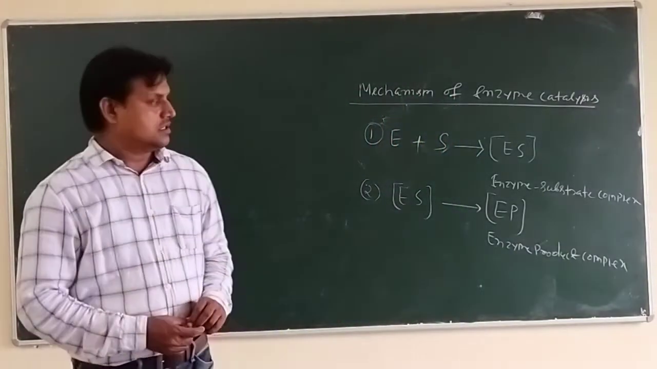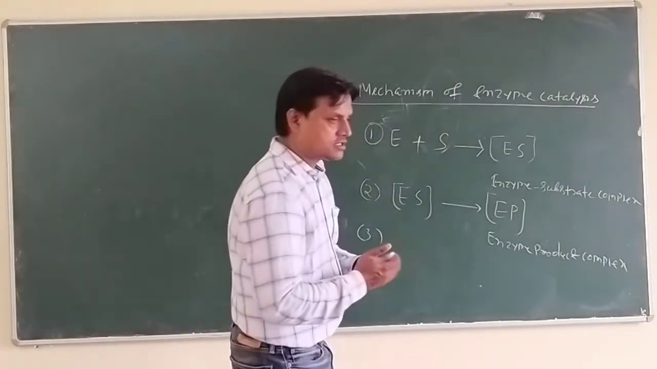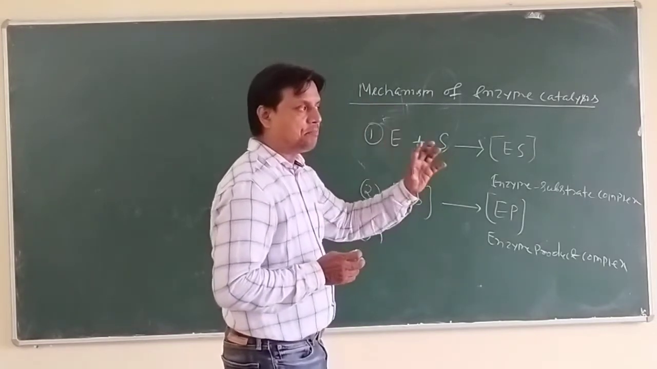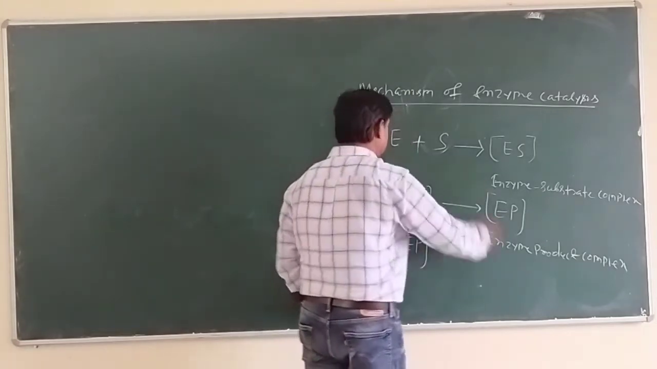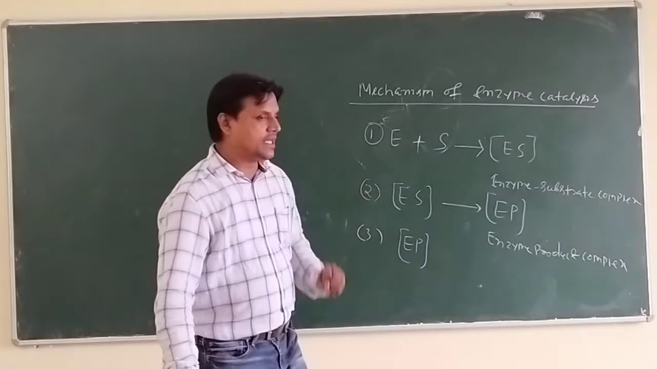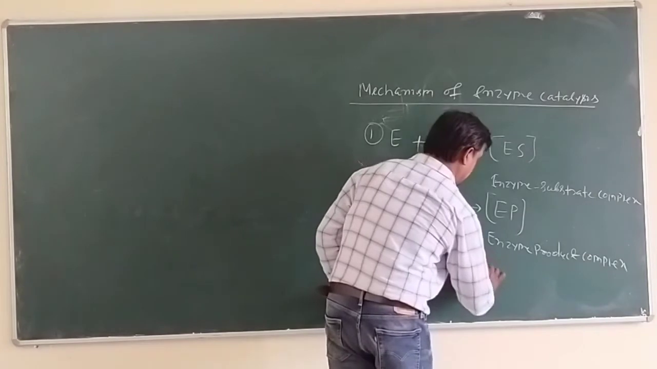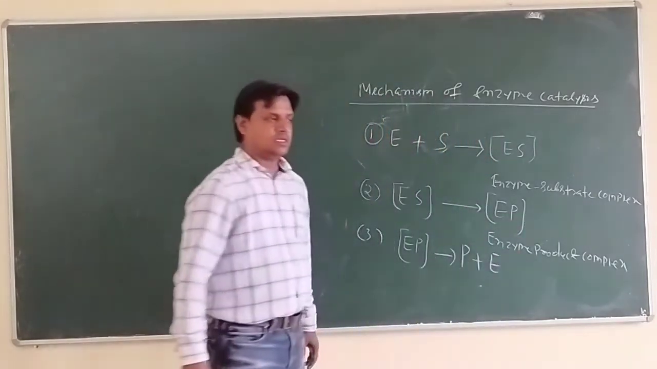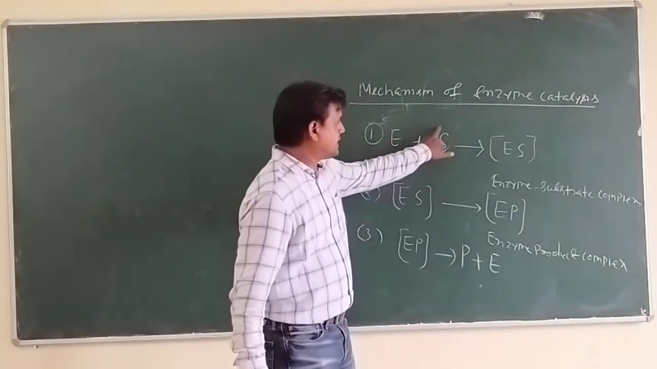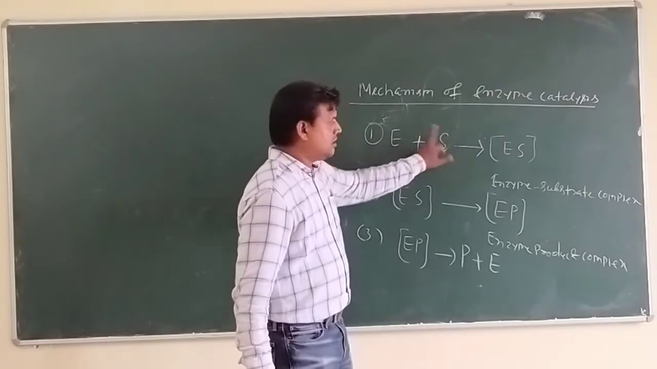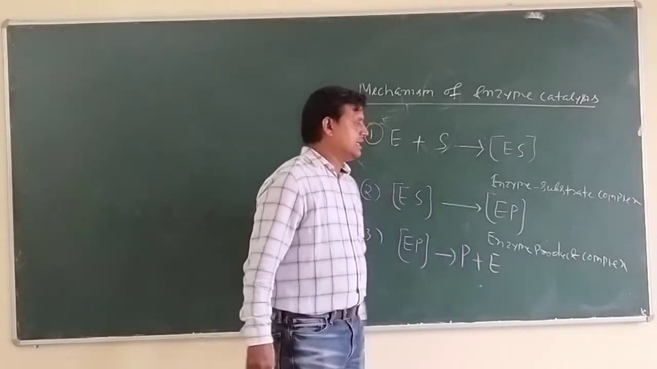In the next step, the enzyme product complex decomposes or gives the final product P. The enzyme product complex changes to the product P and enzyme E. Our main aim is to form product P from substrate S. Reactant is our S. How? On treatment with enzyme, forming P and regenerating the enzyme.